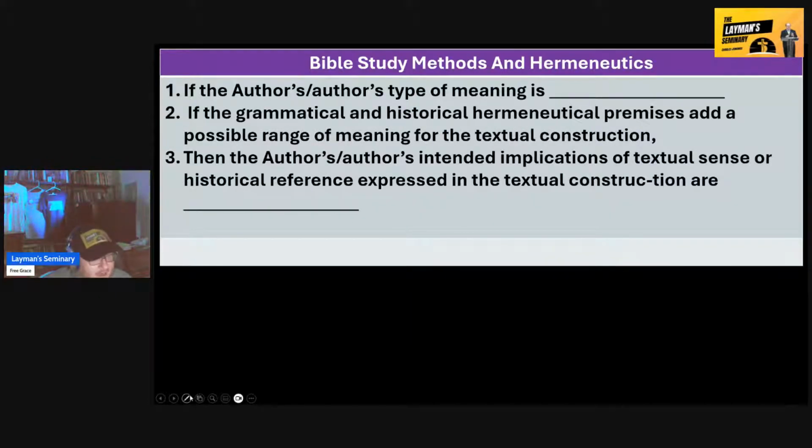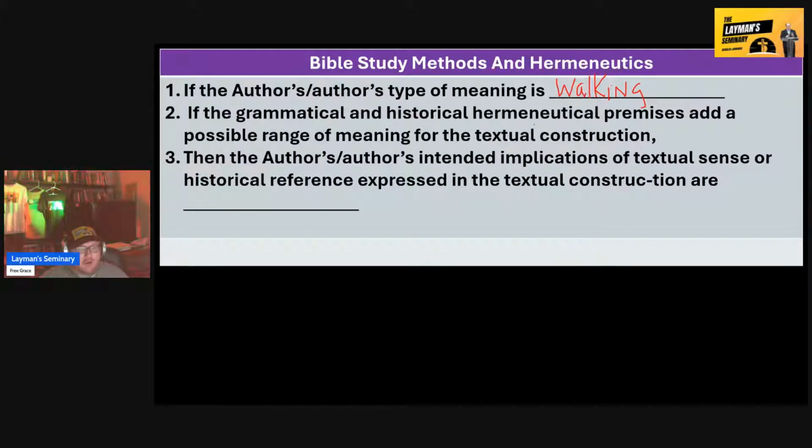So here's how it works, guys. If the author's type of meaning is, let's do the book of James, okay? Let me write it here. If the author's type of meaning is, we're going to say it's walking with God. We'll keep it's sanctification, right? But it's walking with God.